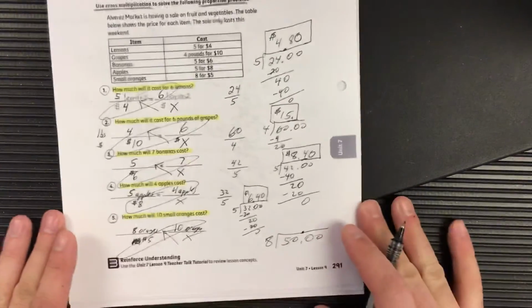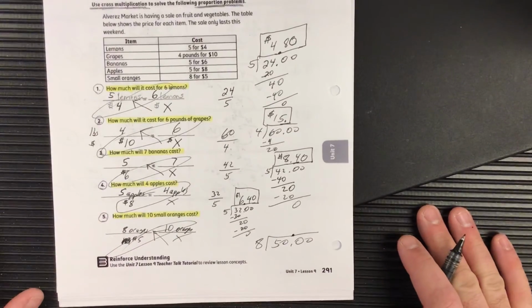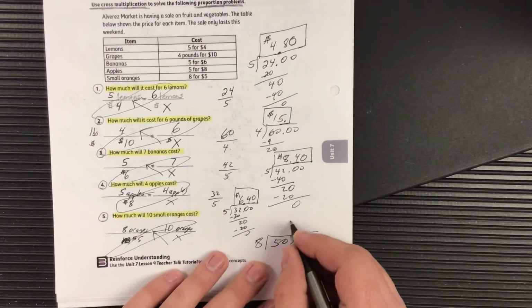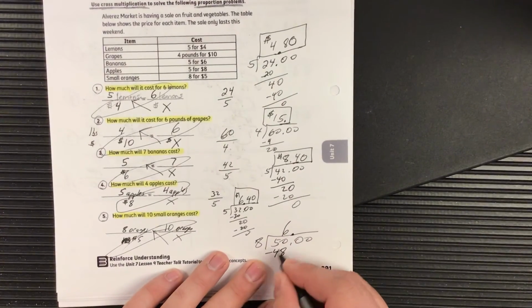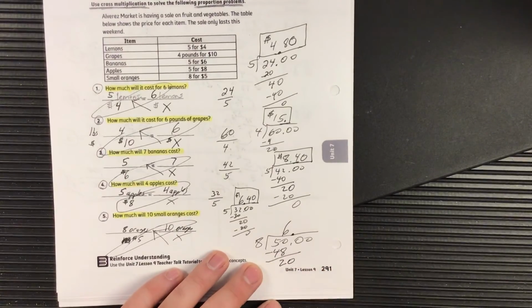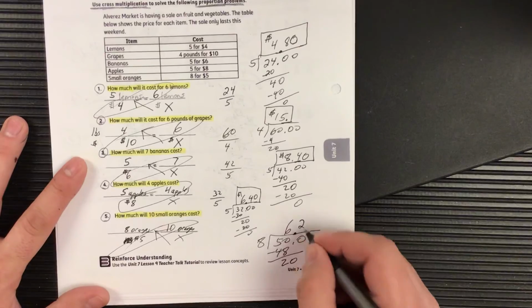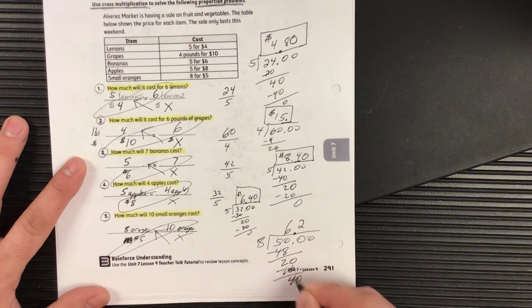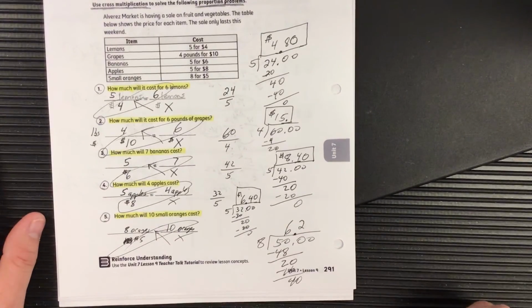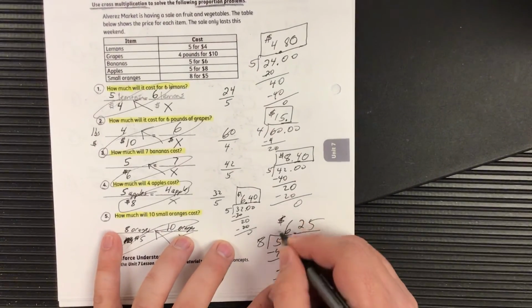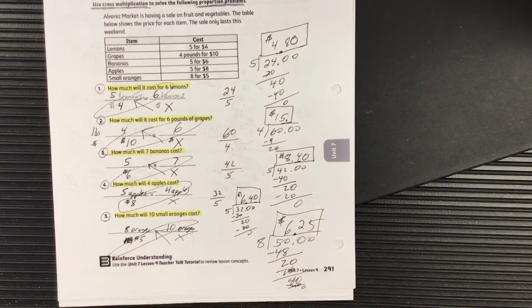Ronnie, 8 into 50. More than 4. 6. 6 would be 48. How about 8 into 20? 2. How about 8 into 40? $6.25 is correct.